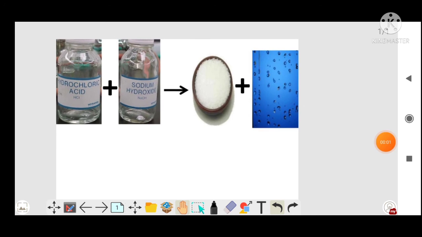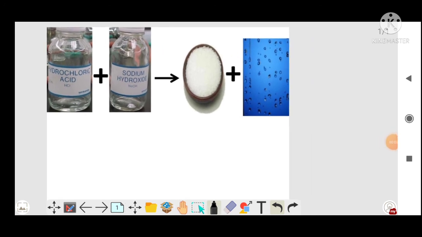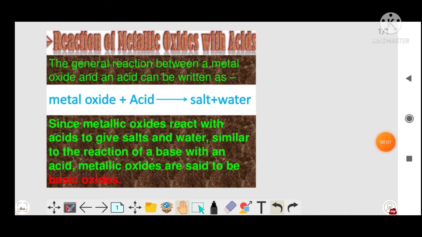Look here, this is an acid, hydrochloric acid, and this is a base, sodium hydroxide. What do they react to produce? This is a salt and this is water.